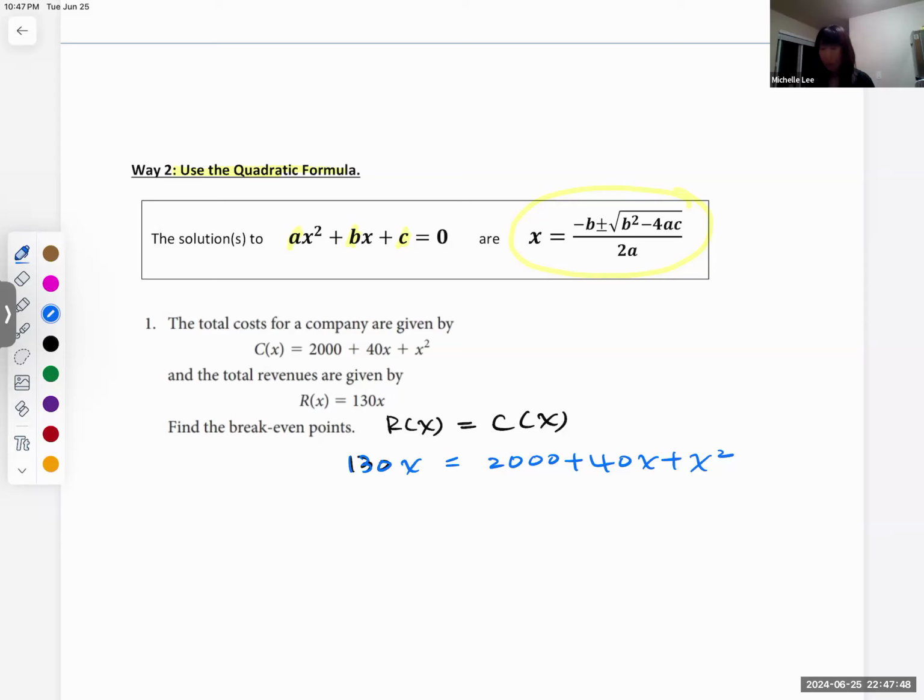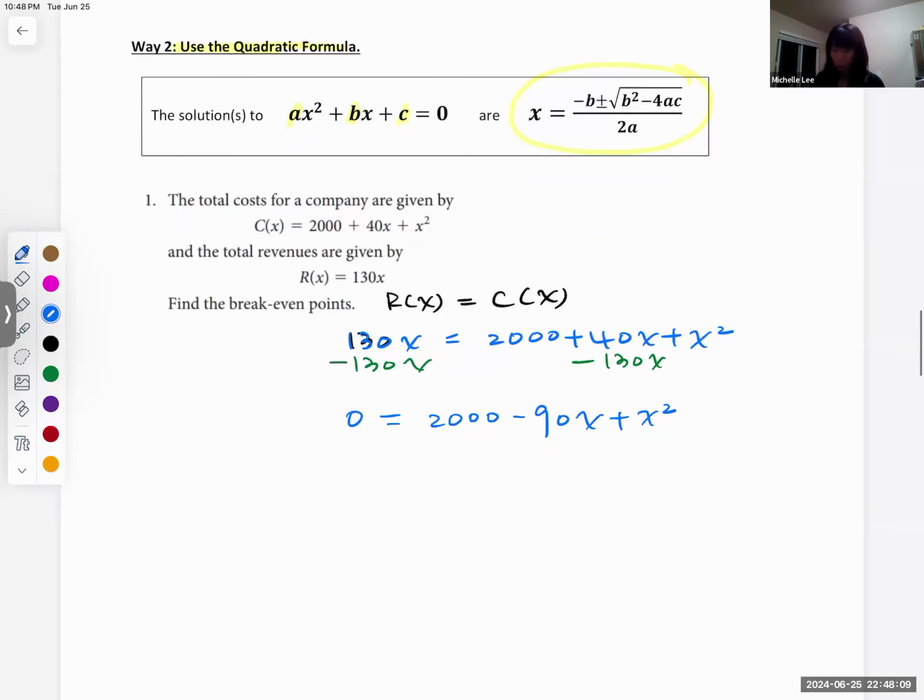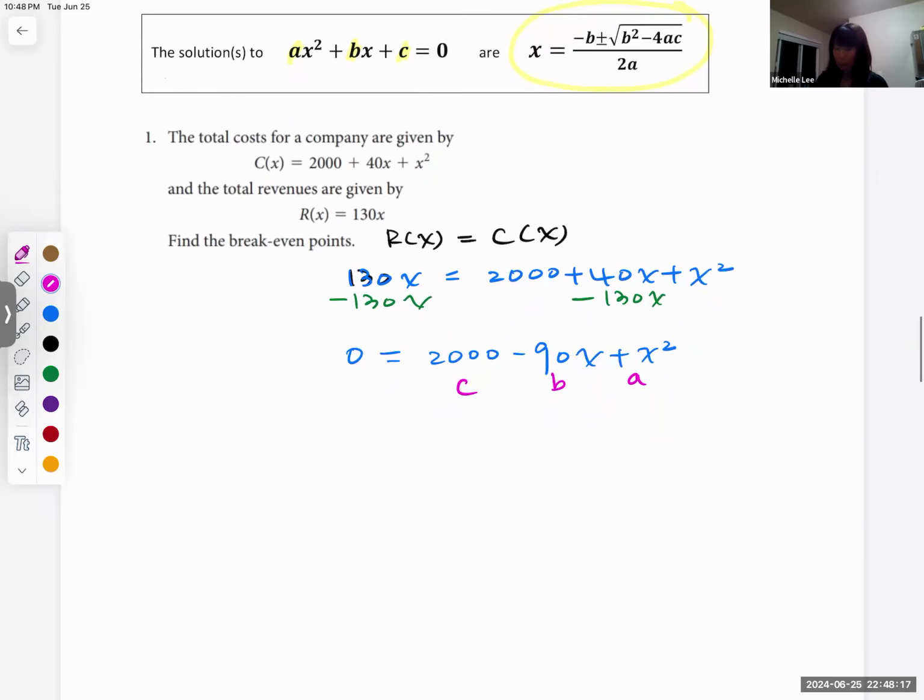Okay, now we make one side 0 in order to use the quadratic formula. So we subtract 130x from both sides. We have a 0 here, 2000, and negative 90x plus x squared, right? So this is a, this is b, this is c, right? Once again, a equals 1, b equals negative 90, c equals 2000, right?